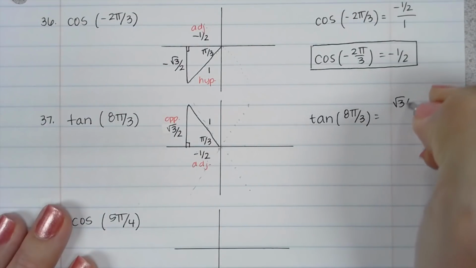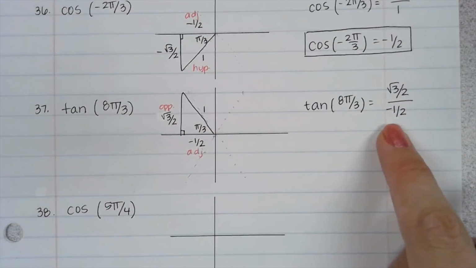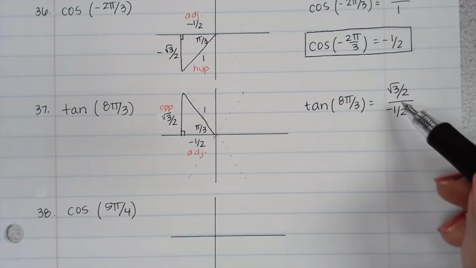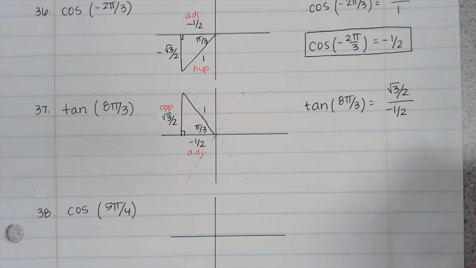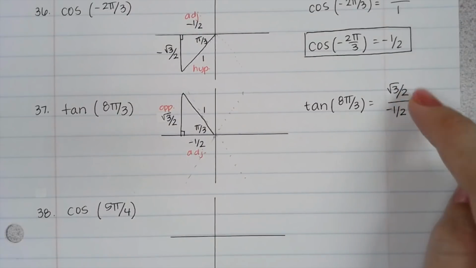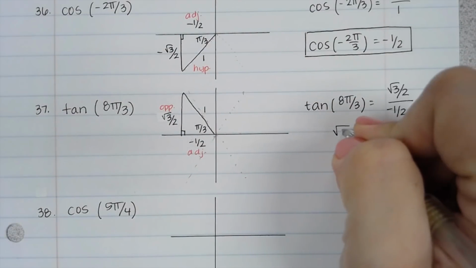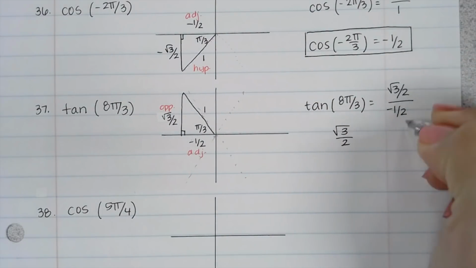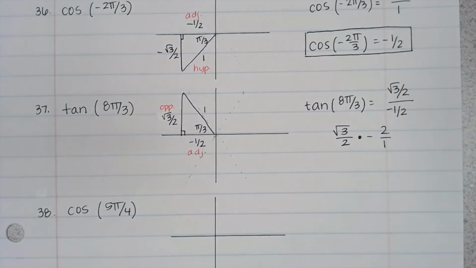So tangent is opposite divided by adjacent. Your teacher might have taught you to handle this a few different ways. When you're dividing fractions, it turns into multiplying, and you're flipping this one upside down. Your teacher might have also just taught you that the 2's cross out here, but I'll show you the work for this one. So they're being divided, so I'm going to change it to multiply, and then I'm going to flip the second one upside down.